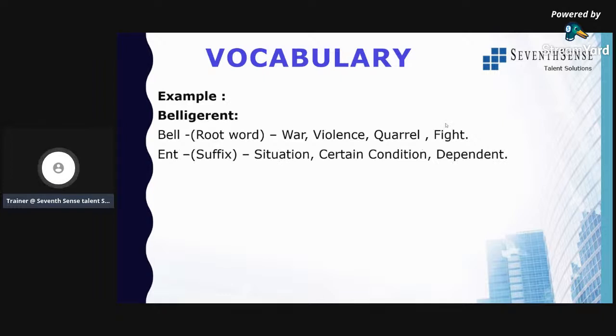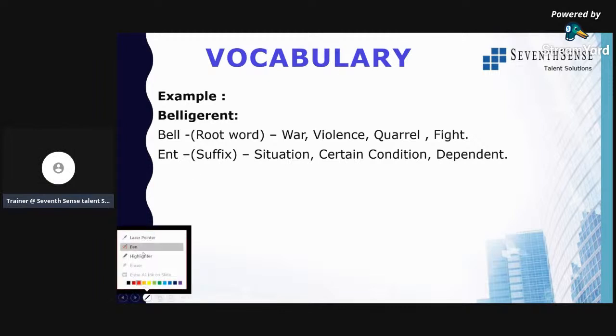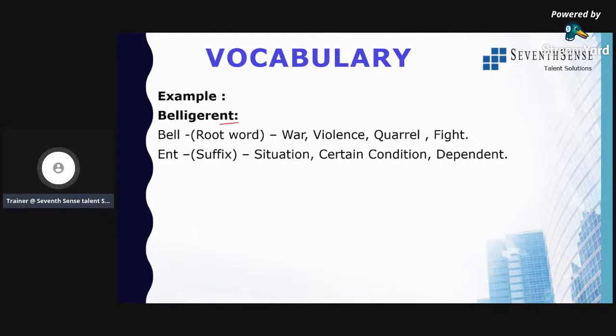Coming to ent, that is the last part in belligerent, it is a suffix. Whatever the last part you find, it is a suffix. The middle part, the main basic word you find, is the root word. And whatever the first letters you find in the word, it is a prefix. Okay, pre means first. You are going to find the prefix at the initial letters of any word.